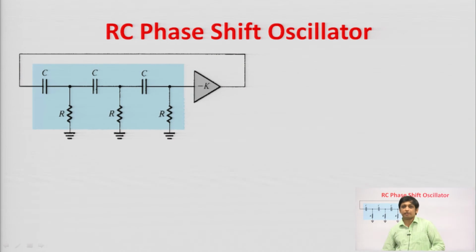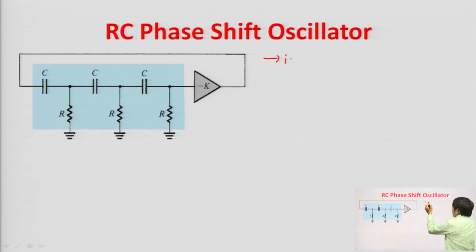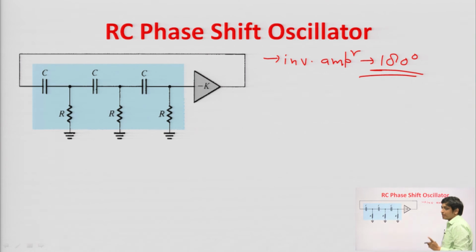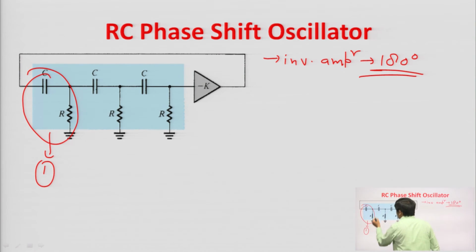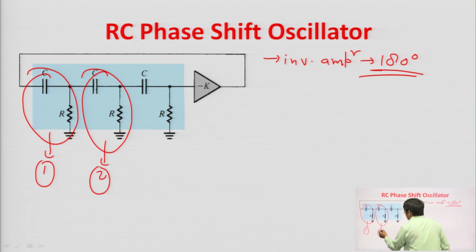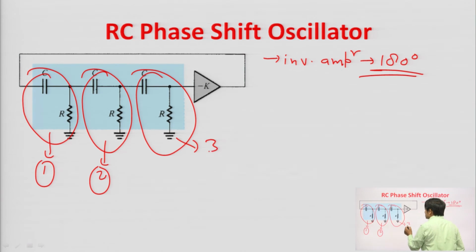So, this is all about the Wien bridge oscillator. Next is the RC phase shift oscillator. In RC phase shift oscillators, we are using an inverting amplifier. An inverting amplifier gives us a phase shift of 180 degrees. It means that the feedback network should provide another 180 degrees. To get another 180 degrees, what do we do? We use 3 RC sections. This one is the first RC section, this one is the second RC section, and this one is the third RC section, and the values of these RC are very important.